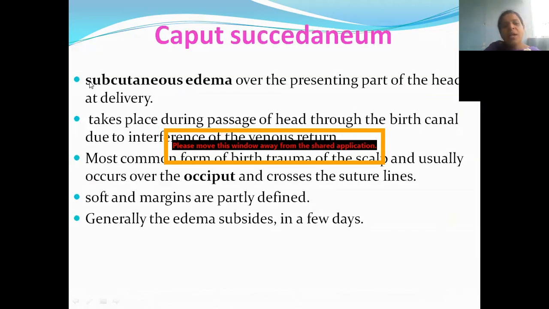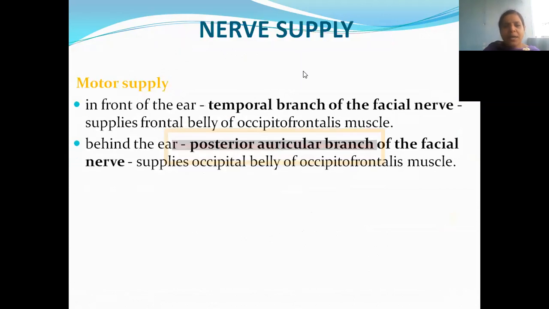Caput succedaneum is just subcutaneous edema, because there was a prolonged delivery. Automatically, after a few days, the edema will subside. Okay, that condition is caput succedaneum.